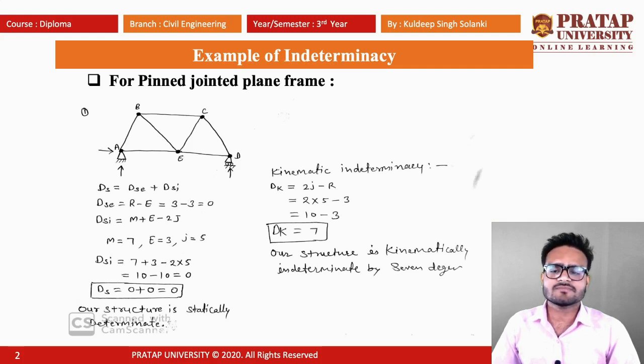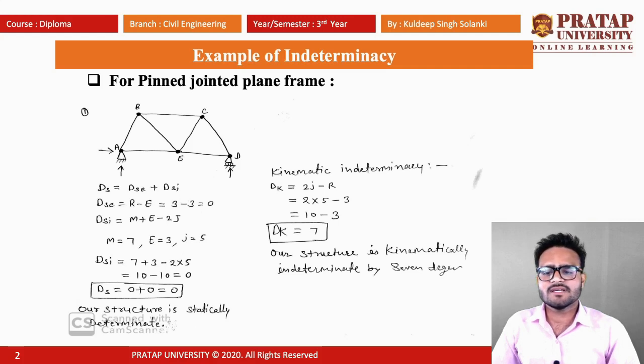What is R? R is the number of external reactions available. In this case, two supports are available, at A and at D. At support A, this is a pin support. We know at a pin support two reactions are available, one vertical and one horizontal. At D, this is a roller, and we know a roller has only one reaction, a vertical reaction. So total reactions are 2 at A and 1 at D, which means 3. The value of R is equal to 3.